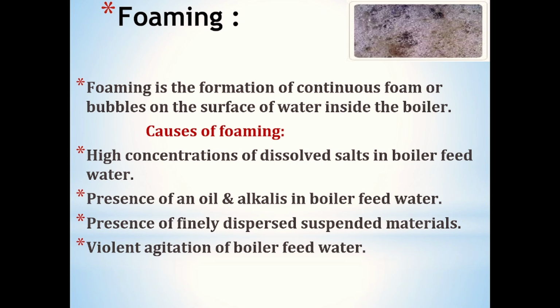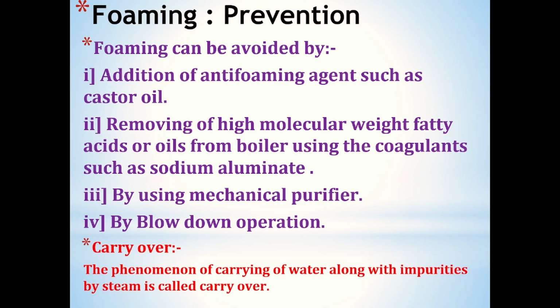Presence of finely dispersed suspended materials also helps to form the foaming. Violent agitation of the boiler feed water also causes the foaming. So these are certain causes of the foaming in the boiler. How to prevent the foaming? First, you can add an anti-foaming agent such as castor oil, which absorbs the foam in the boiler and avoids the foaming. Second, remove the high molecular weight fatty acids or oils from the boiler using coagulants such as sodium aluminate, by using a mechanical purifier, and last by blow down operation. So these are the preventive measures to avoid the foaming.